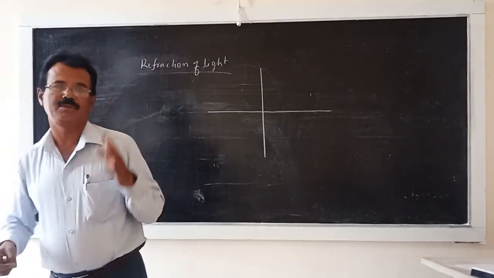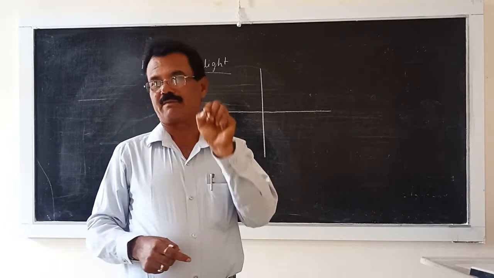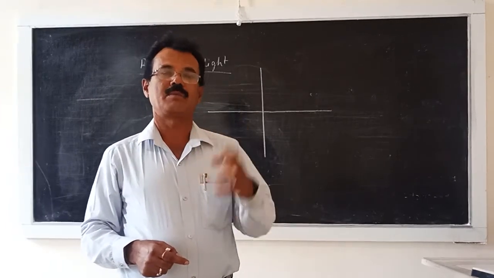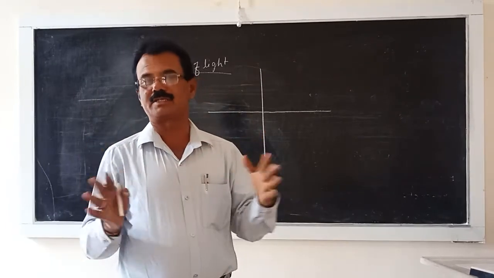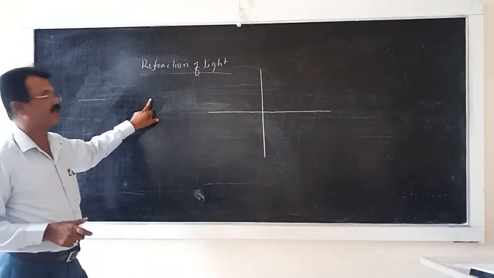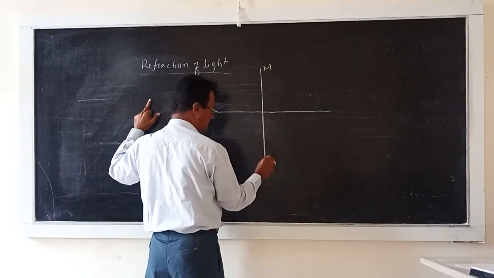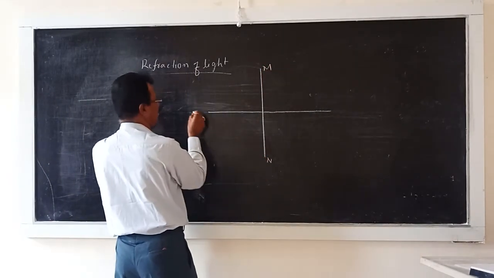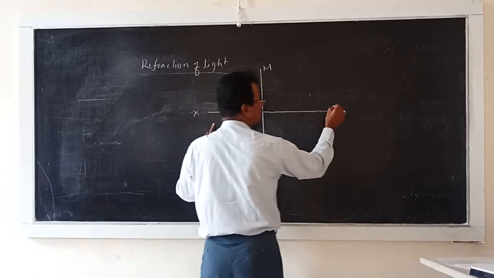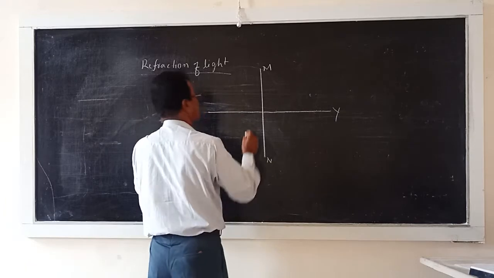Refraction of light: whenever a ray of light travels from one medium to another medium of different optical density, it is called refraction of light. Here MN is the normal, and XY is the surface of separation.